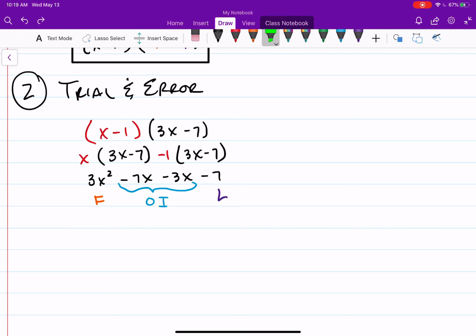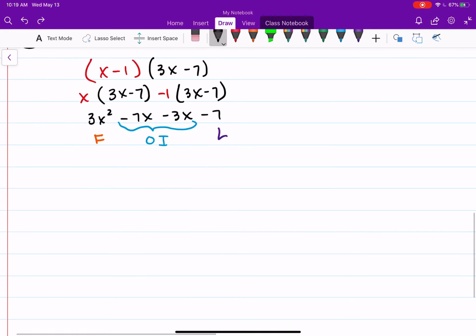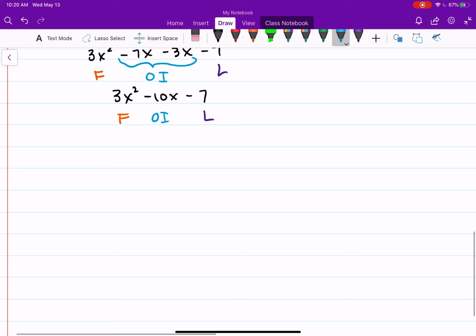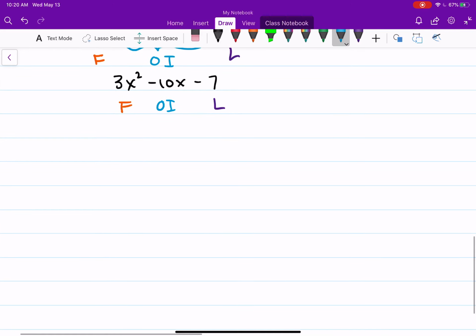So from there, I usually would combine like terms. So again, 3x squared minus 10x minus 7. So again, this is still my first, this is still my last, and my outer and inner combine, okay? So when I'm doing trial and error, now I'm going backwards.